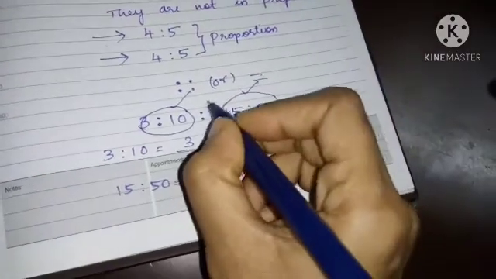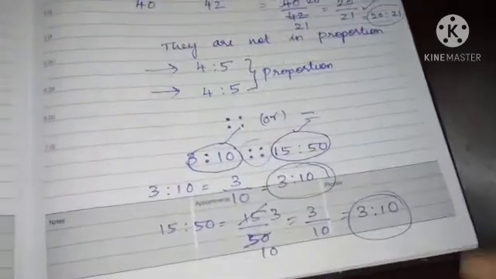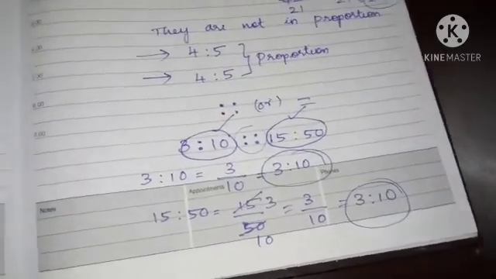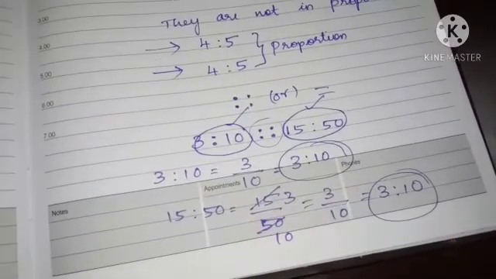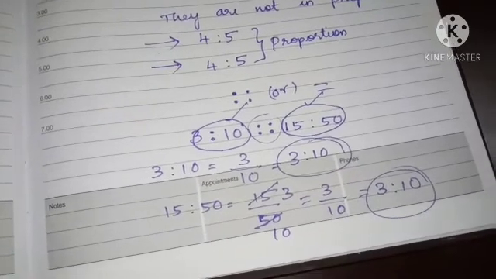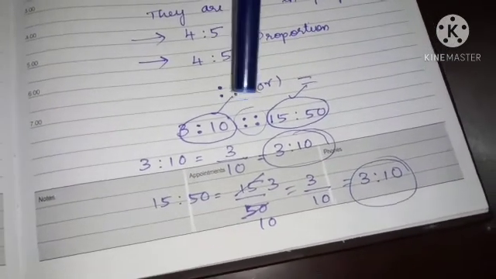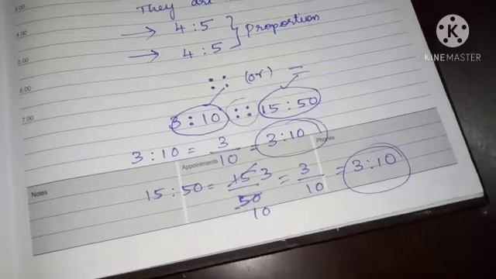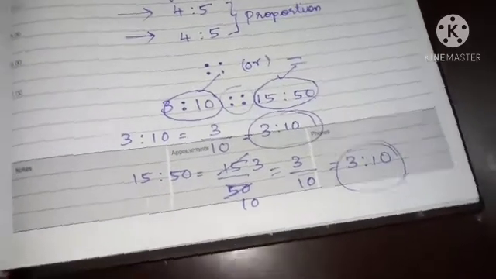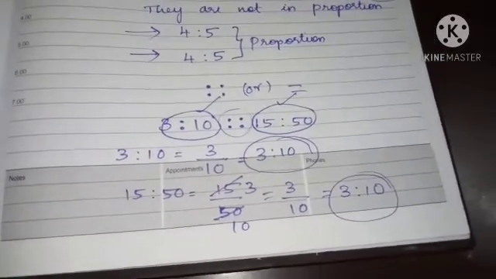So by using this double colon symbol, we are representing the proportion. Did you understand? A ratio means only one colon you will put. This actual concept is given on page number 254. So the main concept is given on page number 254.